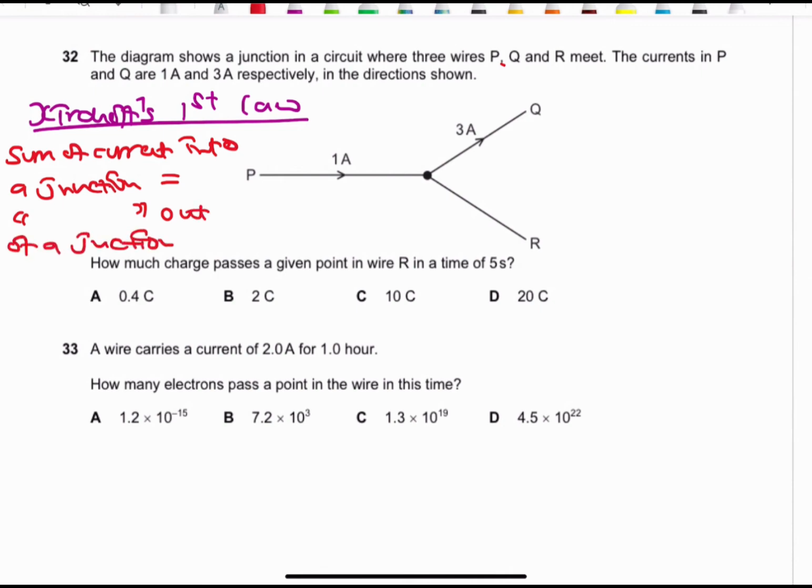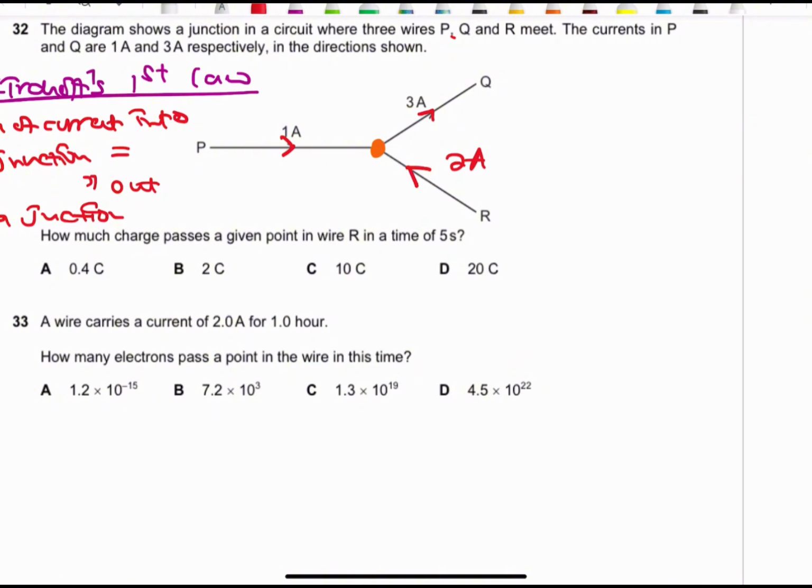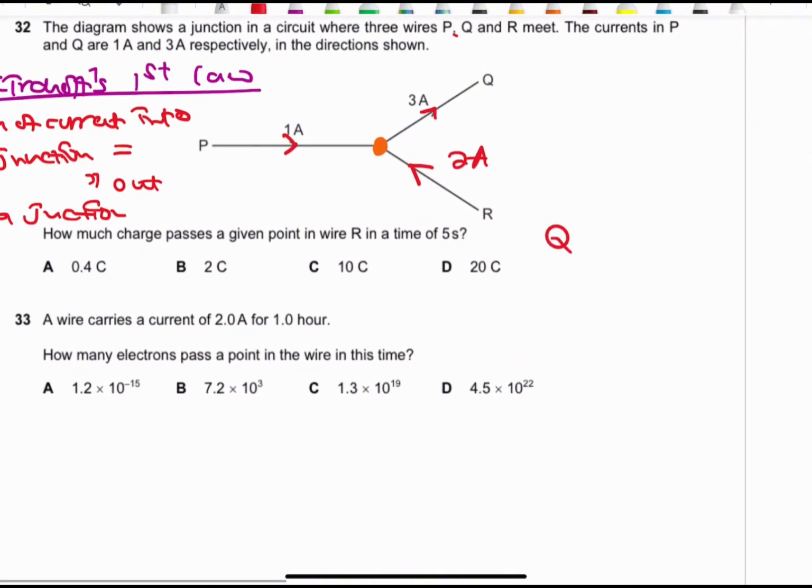So identify a junction. That's the trick with Kirchhoff's first law. Identify a junction. This is my junction, right? Identify what's going into the junction and what's going out of the junction. So in this case, this is going out, meaning that this has to come in, because if this comes in and that comes in, this will go out. So this has to be 2 amps, right? We've identified that in R, the current is 2 amps, right? But I know that Q is equivalent to IT. So I have 2 multiplied by 5. That should give me 10 coulombs. So my answer is going to be C. Very important.